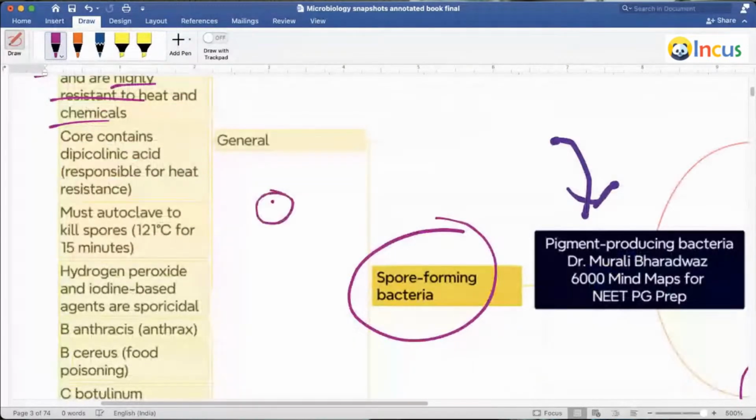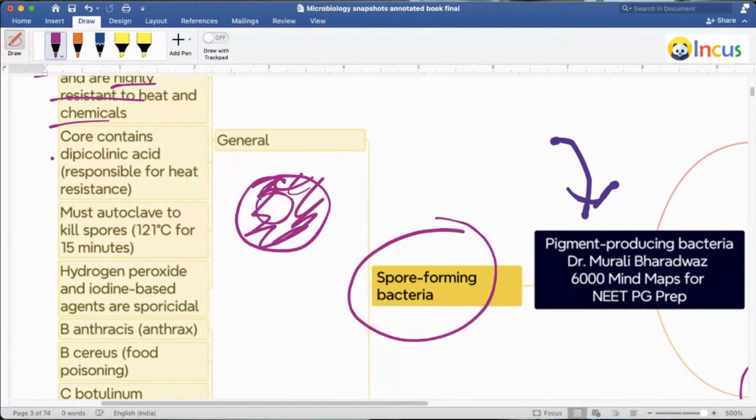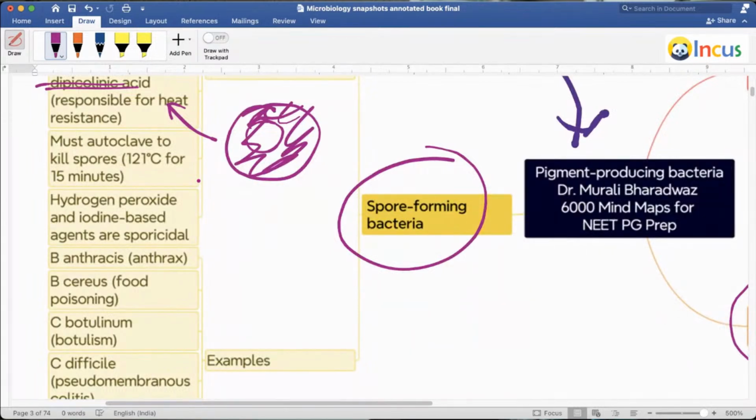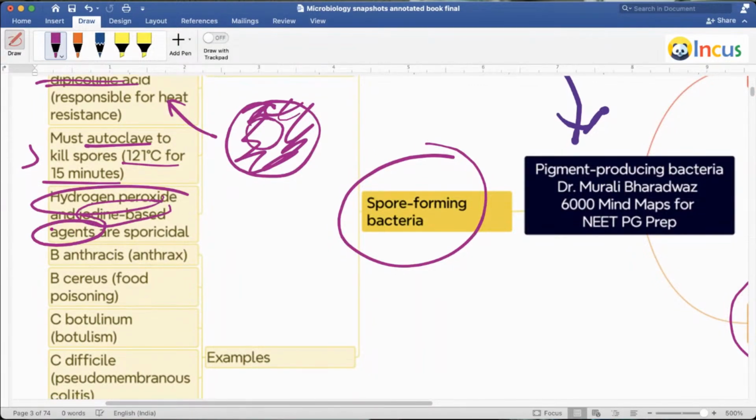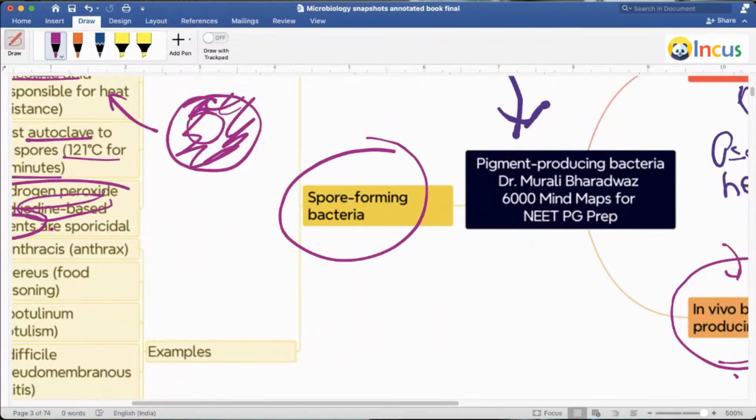And the spore contains dipicolinic acid, and that is the one which is responsible for the heat resistance. How do you sterilize the spores? Only autoclaving can kill them. Almost 121 degrees Celsius for 15 minutes is required. And hydrogen peroxide and iodine-based agents are also sporicidal, is what you need to remember.